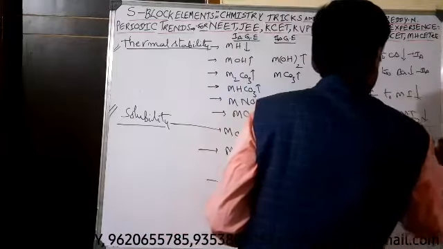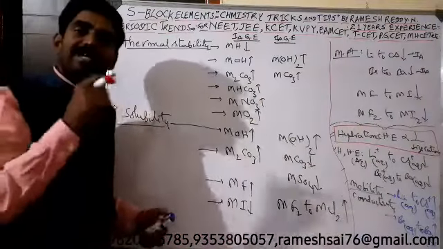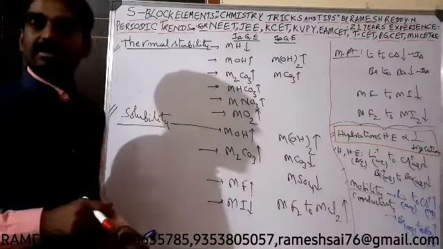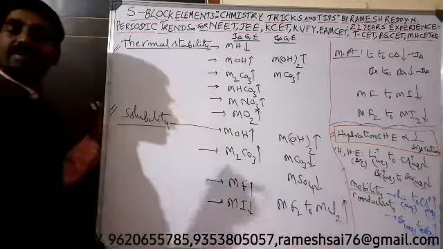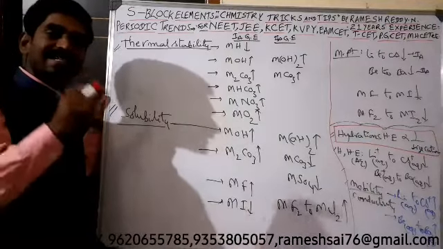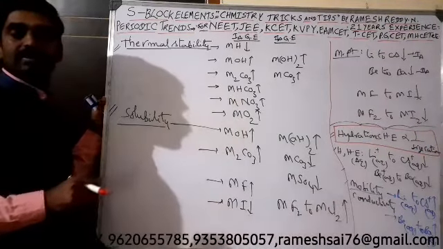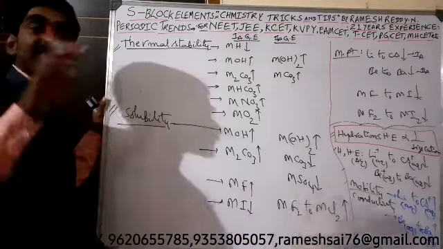Hydration energy, size of the hydrated ion, mobility of the hydrated ion, and conductance of the hydrated ion, we have to keep in our mind. Next one, the liquid ammonia solution. When a metal is dissolved in liquid ammonia solution, right? Then the color and magnetic property are very important.